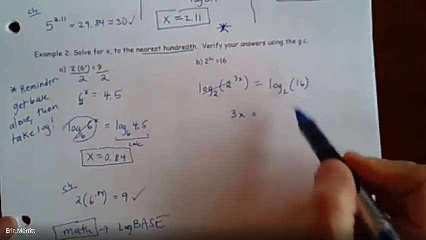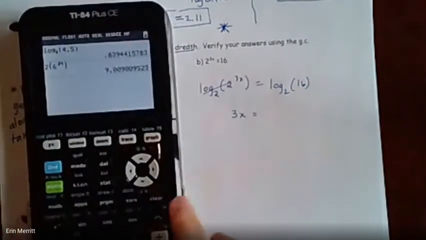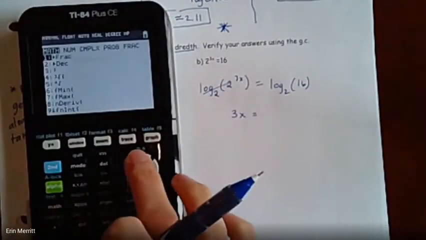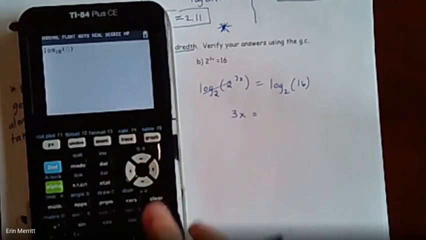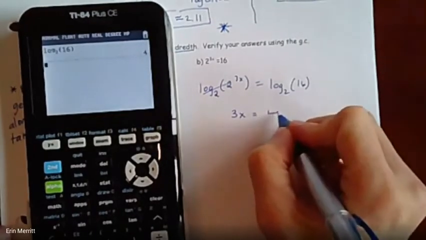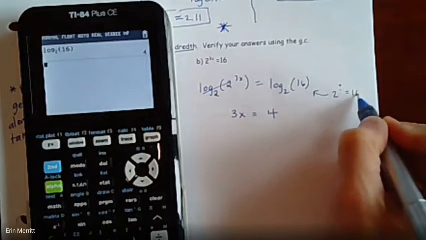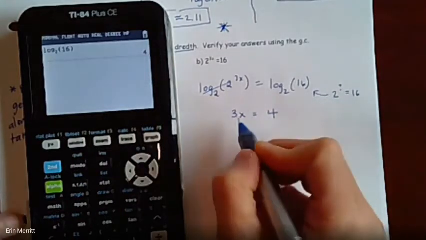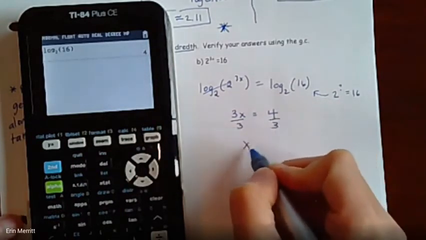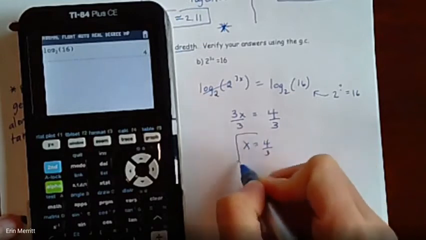That's actually a really pretty number. If you go to your calculator right now, you can do log base 2 of 16, and it comes out to be 4. Because if you think about it, this is the same as saying 2 raised to what power is 16? Well, 2 to the 4th power. And then when you divide by 3, you get 4/3.